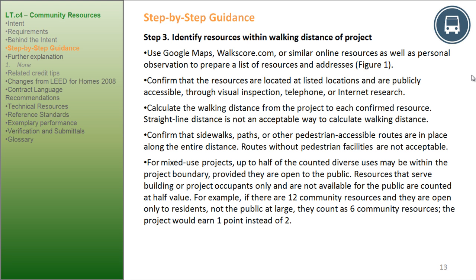Resources that serve building or project occupants only and are not available for the public are counted at half value. For example, if there are 2 community resources and they are open only to residents, not the public at large, they count as 1 community resource. The project would earn 1 point instead of 2.